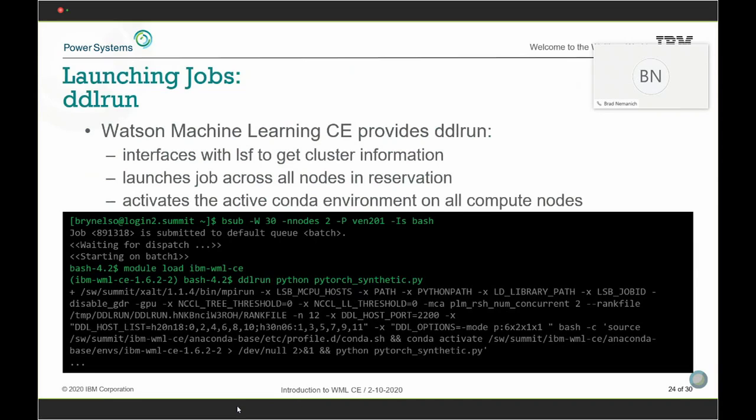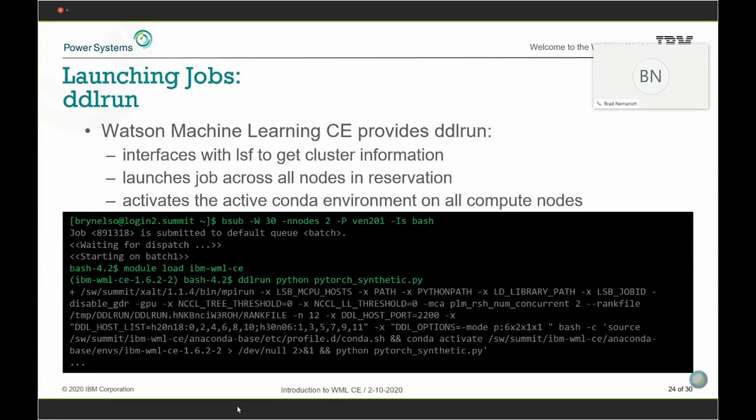And it does some useful things for you, like activating the current active Conda environment on all compute nodes. So it takes that little step further. JS Run already on Summit will mirror your environment variables across all the nodes. But there are some Conda packages out there that do a little more than setting up environment variables. So it's often important to have the Conda activation happen on each node. And that's one of the things DDL Run will do for you.